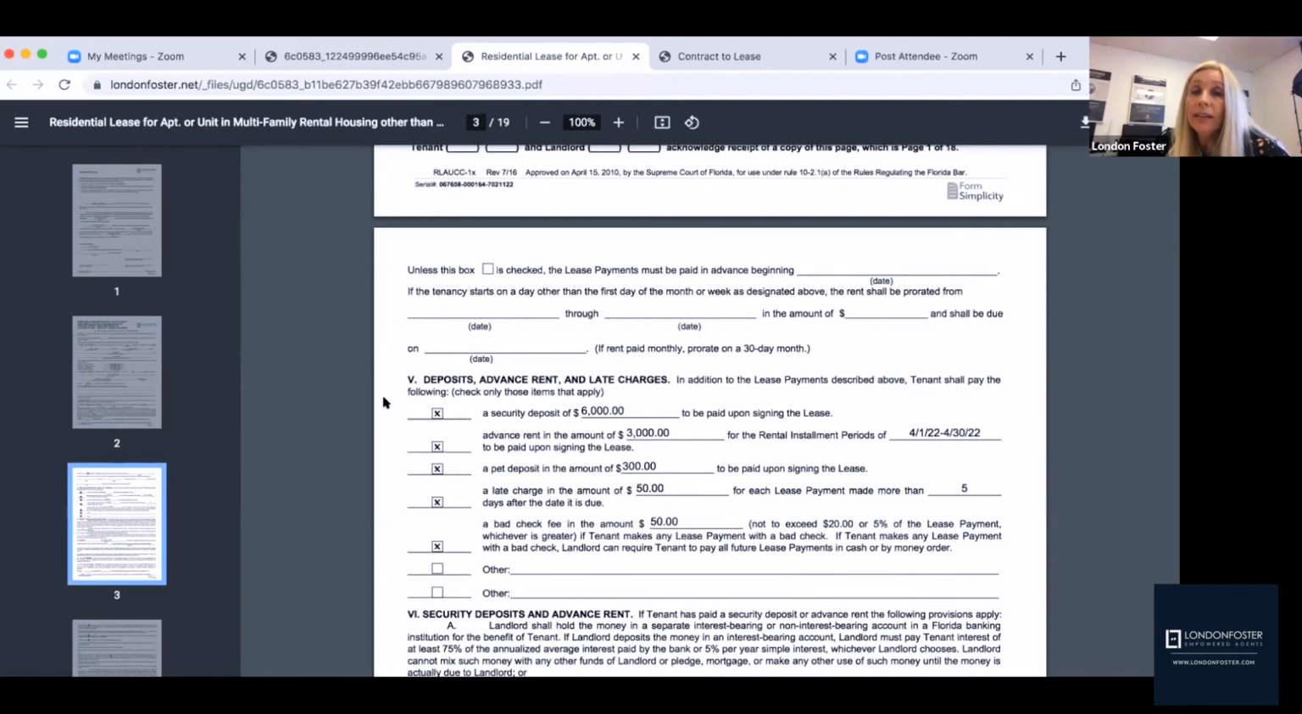So here, the next rent would be due on May 1st. Security deposits. We took this information exactly from the contract to lease. The tenants are giving a security deposit of $6,000.